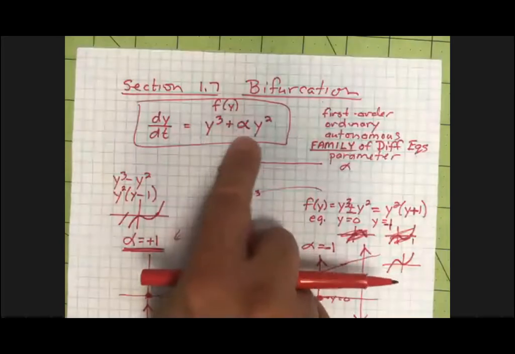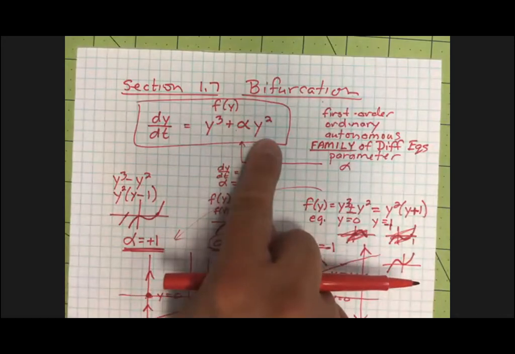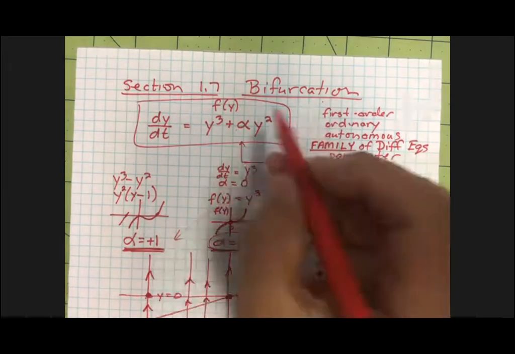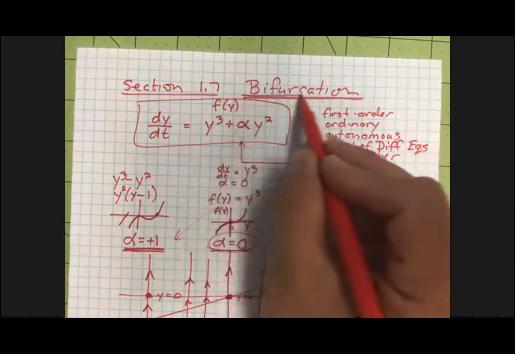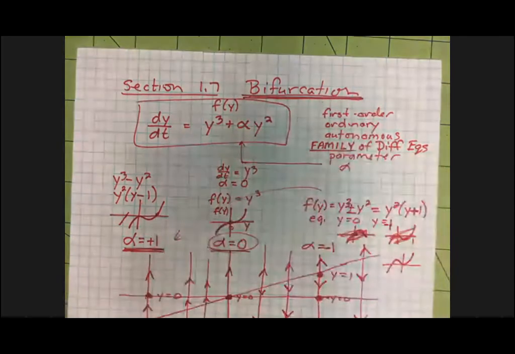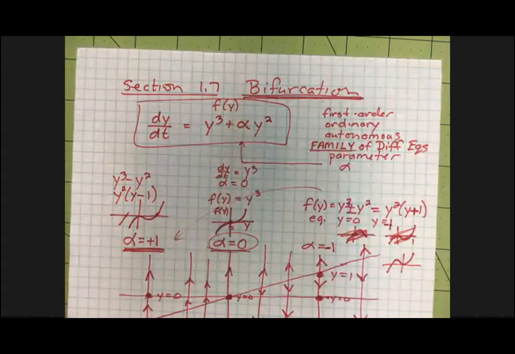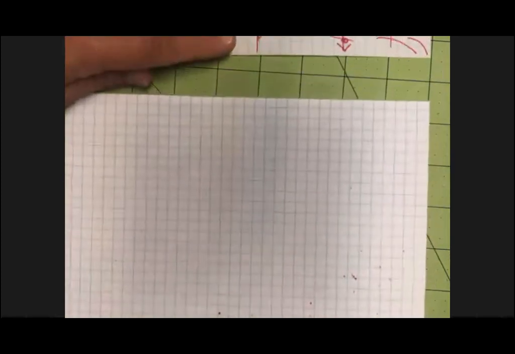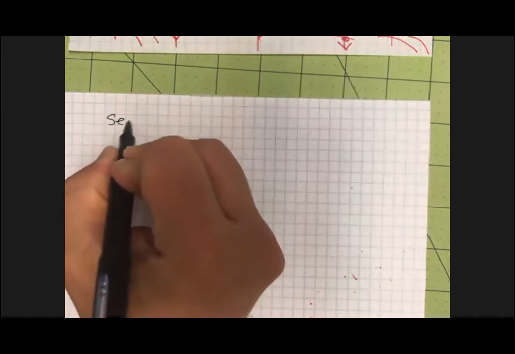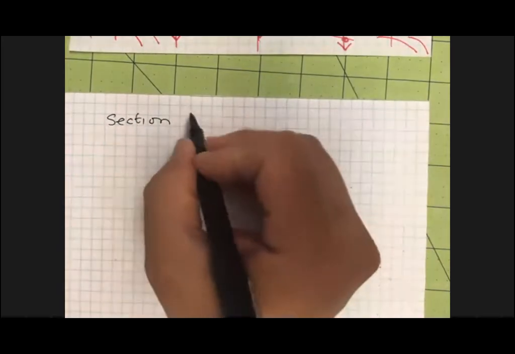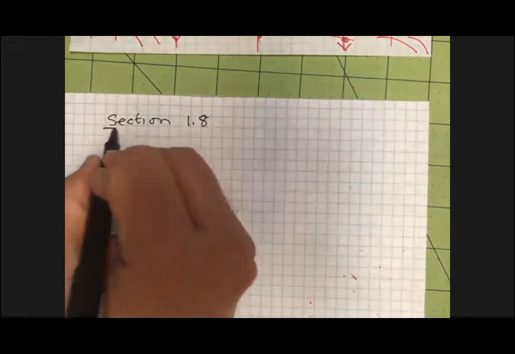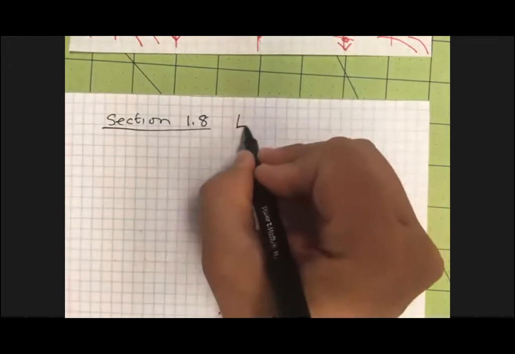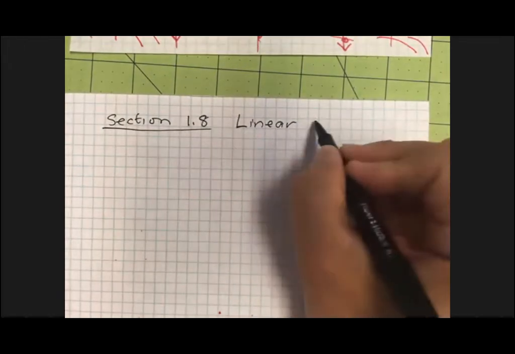So I have not solved these 10 billion differential equations, but I have described a key property of them. That's what someone means when they say bifurcation. Okay, I want to move on to show you something else in the next section and to cover as much as we can. I'm going to go back to our mixing problem in a second as well.